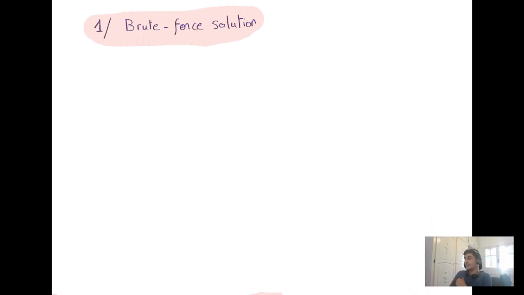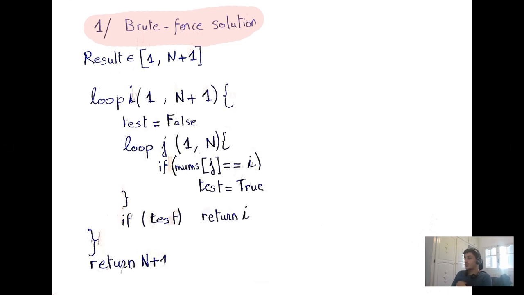A brute force solution would be to use two nested loops and try to figure out the first missing positive integer of the array. It's important to remember that the result is between 1 and n plus 1. So we will use two nested loops. The first loop will loop between 1 and n plus 1, and for each possible result we will check if this possible result exists in the array or not. So if this element is equal to the possible result, we will return it, else we will return n plus 1. And this solution is O of n squared time complexity.